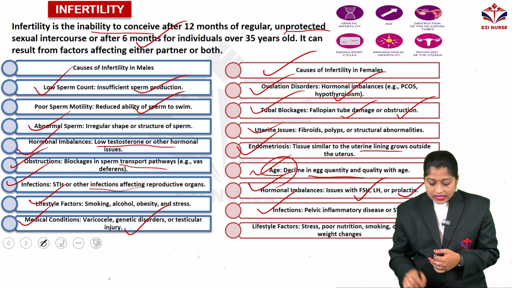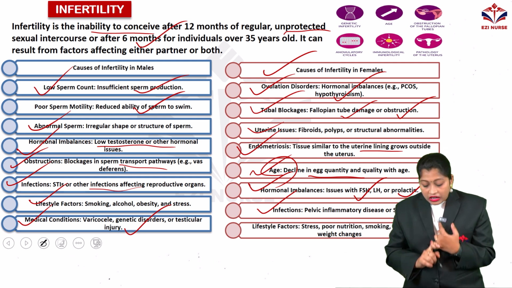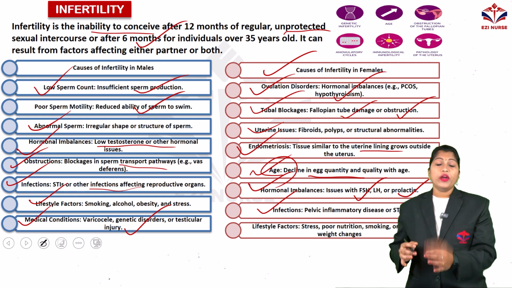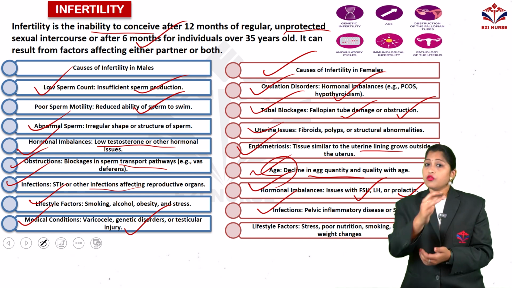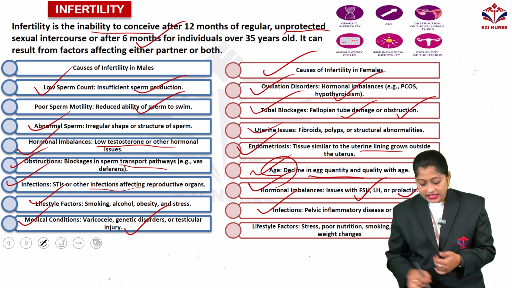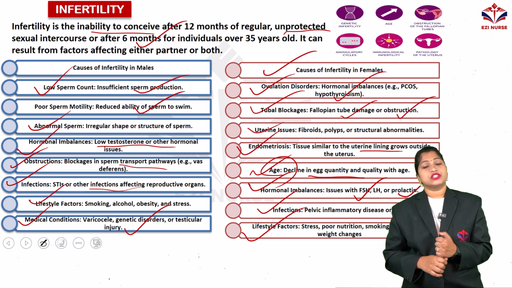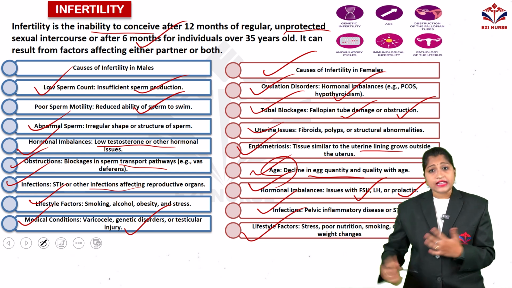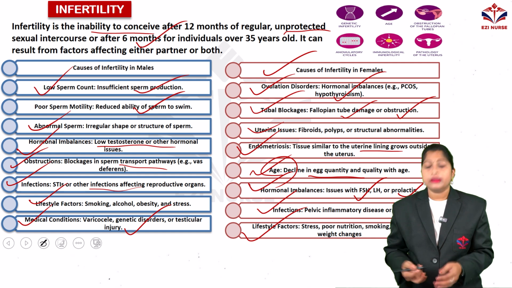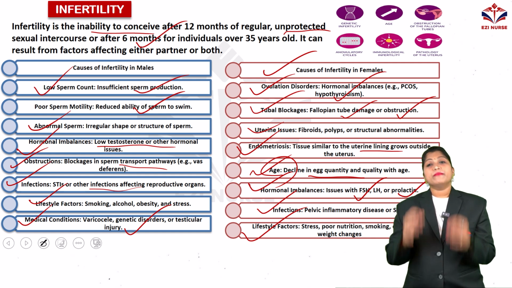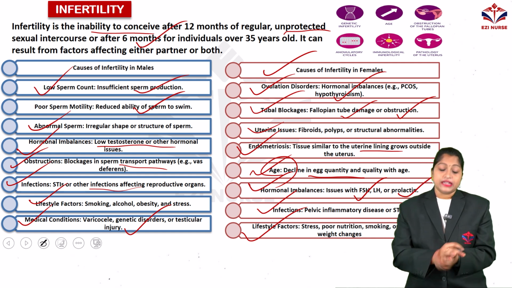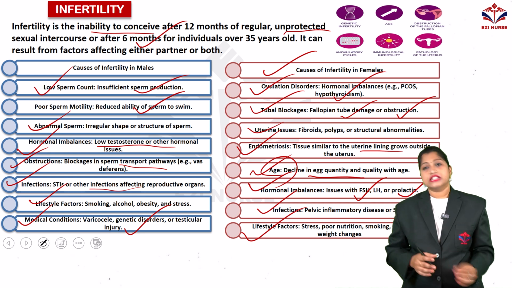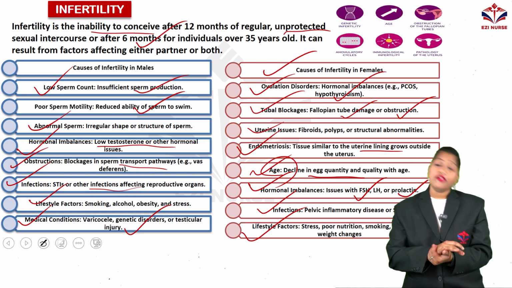And the last cause is infections. You can see pelvic inflammatory diseases or sexually transmitted diseases, which can be one of the causative factors for infertility. And the next is lifestyle factors. As I just told you, stress, poor nutrition, smoking, excessive weight changes in women also can be one of the main causes for infertility. So these are the n number of causes we can see of infertility in males as well as in females.